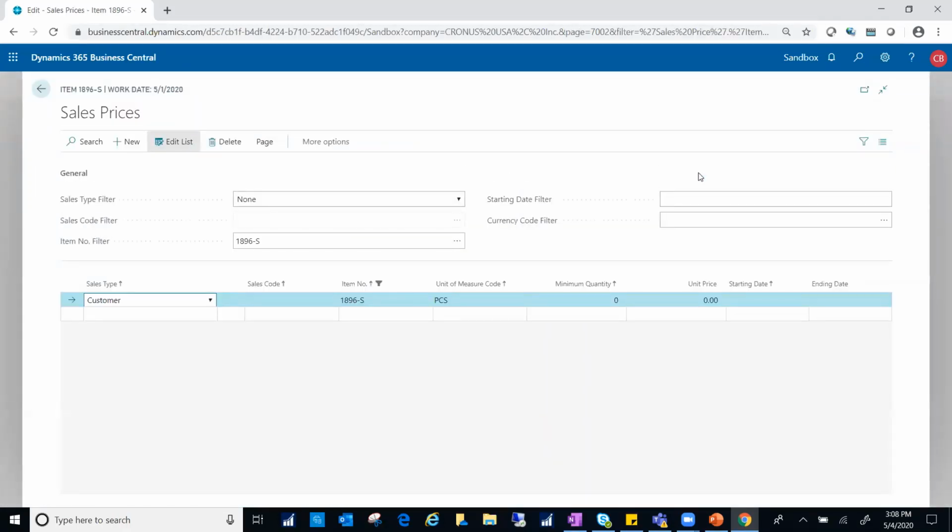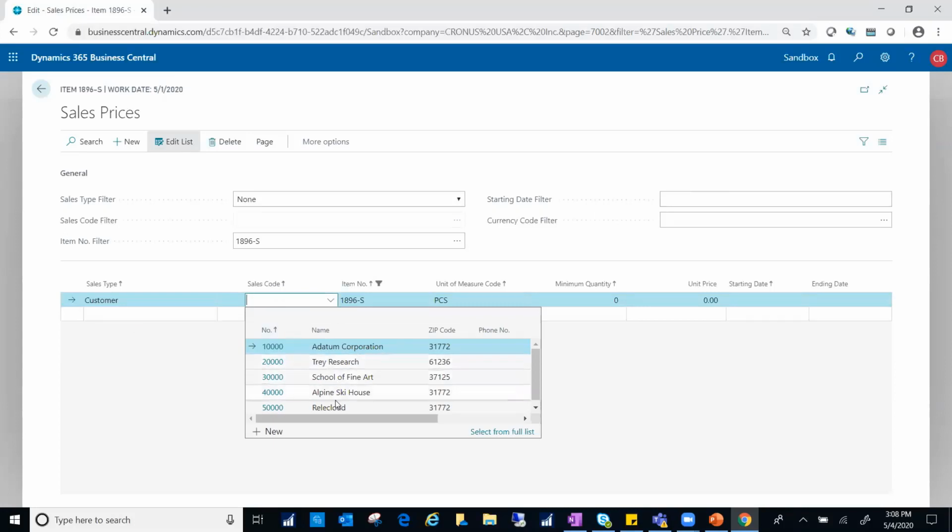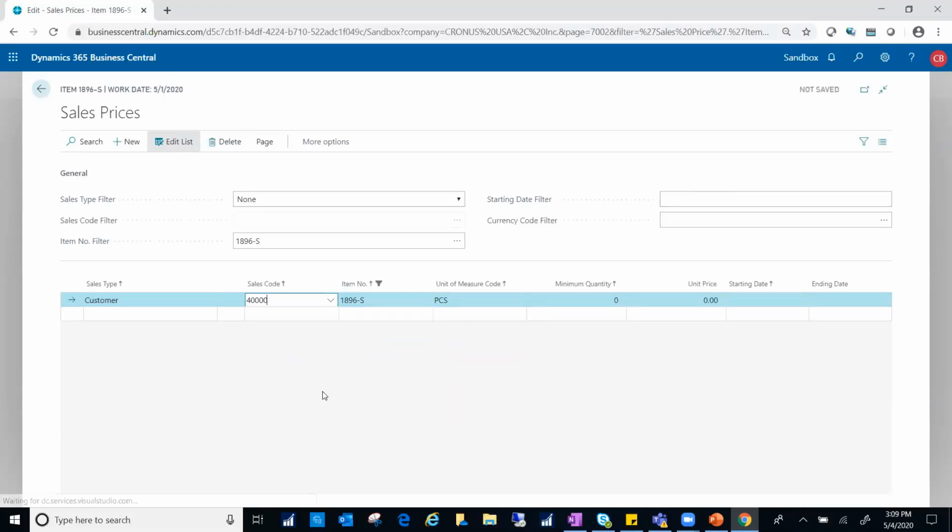Here's where we have multiple options of how we want to set specific pricing. My sales type, I could choose it by customer price group, for all customers, or for campaigns. Let's just look at customers for now. So when I choose customer, I'm going to select a specific customer. So let's go to Alpine Ski House.